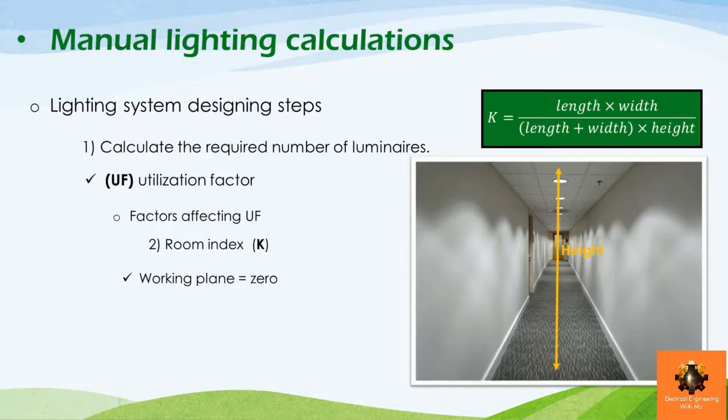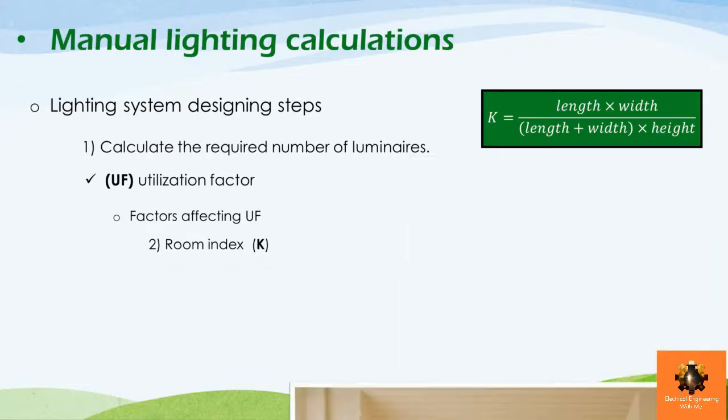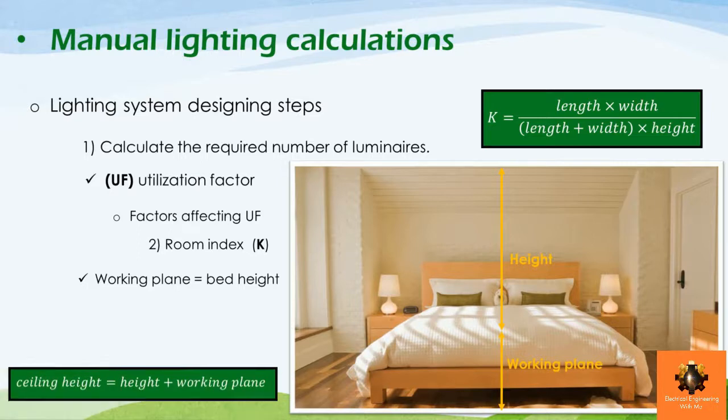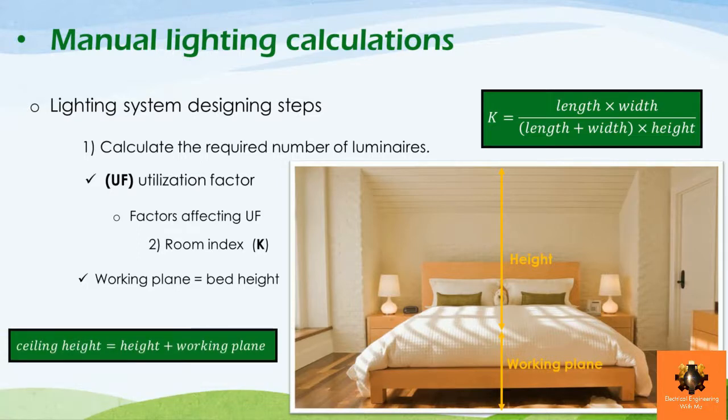Also, we have another example if we are designing the lighting system for a bedroom. In that case, we need the lumens to reach the bed, and the working plane will equal the height of the bed, while the height will be the distance starting from the luminaire to the surface of the bed. So the ceiling height will be the height plus the working plane.